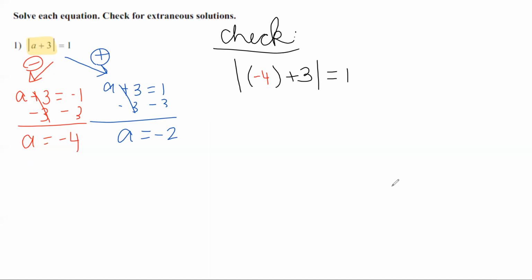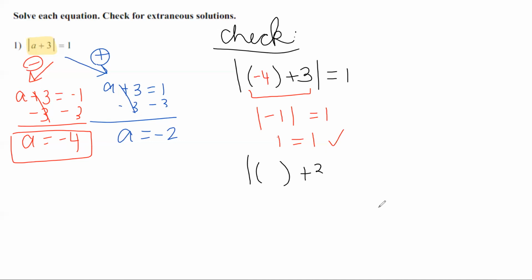Absolute values can act and behave just like parentheses. So let's simplify what's inside. -4 plus 3 is -1 with our absolute value. Is the absolute value of -1 equal to 1? Why, it sure is, because absolute values turn everything into positives. So a is equal to -4 is definitely one of our solutions.